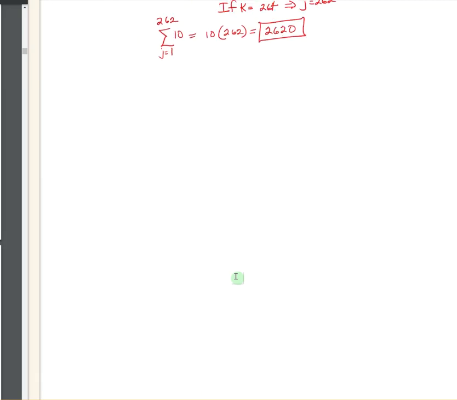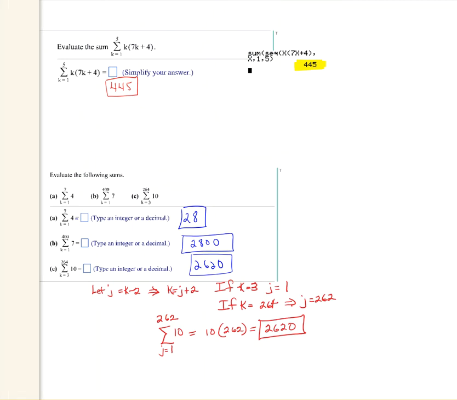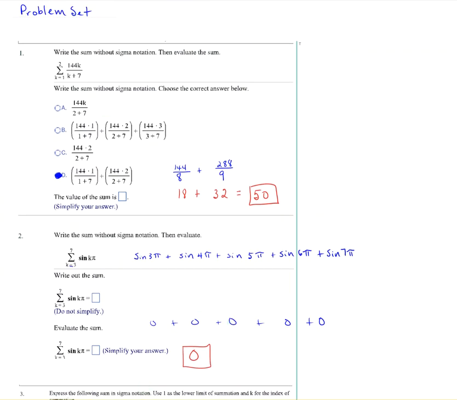Let's go down. Oh, that is our last one. So let me get rid of that. So that is our last one in that section. Not too bad. All right, that should get you through 5.2.